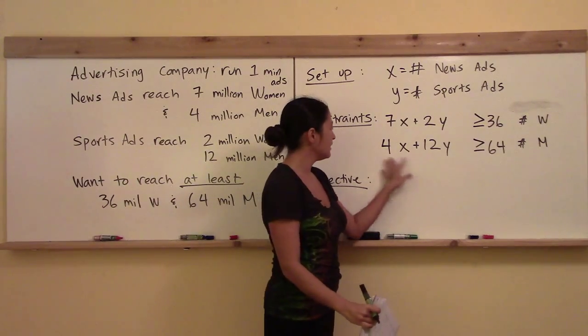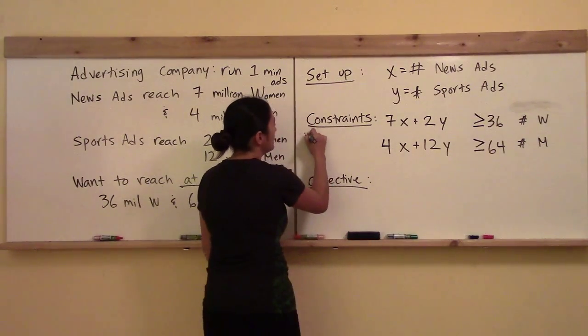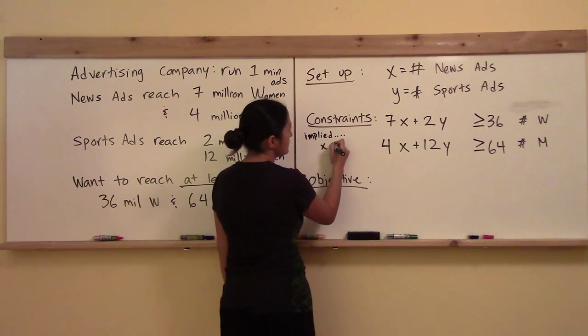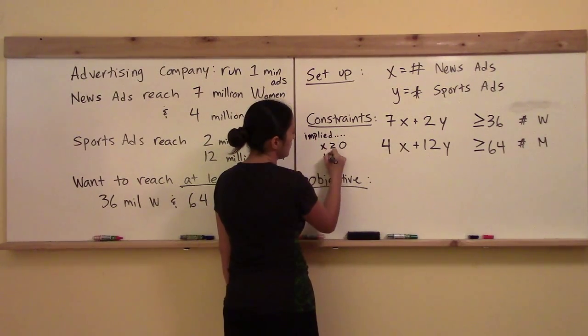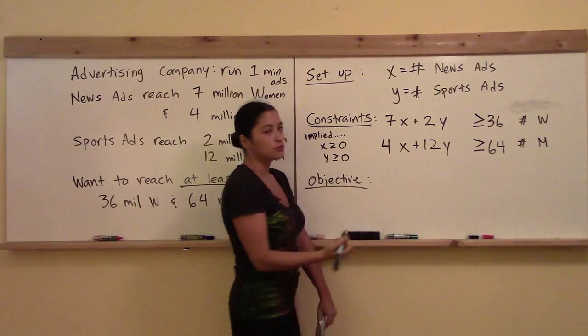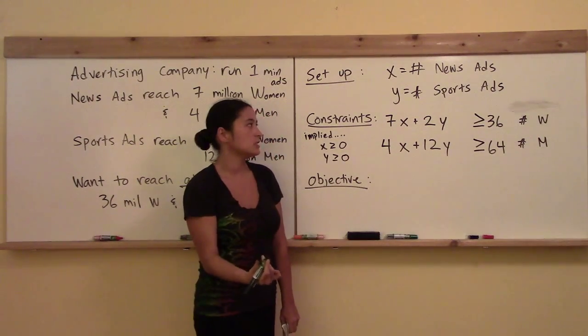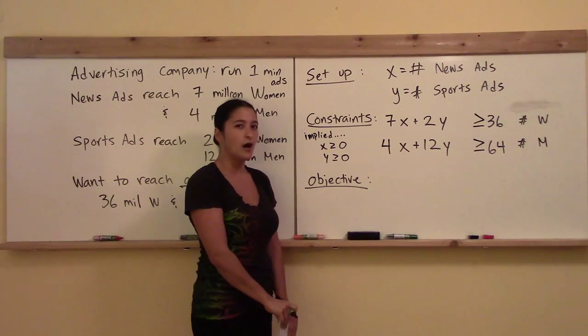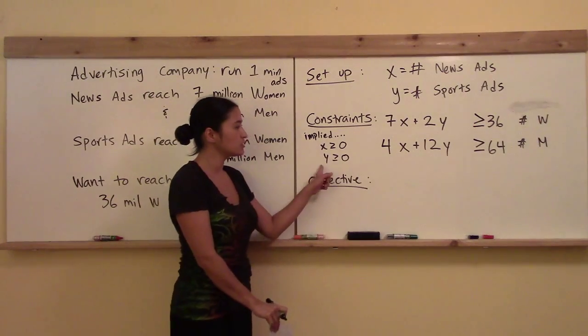And once again, hidden inside here, implied, it wasn't even stated in the problem, but it's very much implied, is that the number of news ads I'm going to run and the number of sports ads are both greater or equal to 0. I'm not going to consider running a negative number of ads. It doesn't make sense, and it is not part of the domain and context of the problem. Okay, so this part's implied.